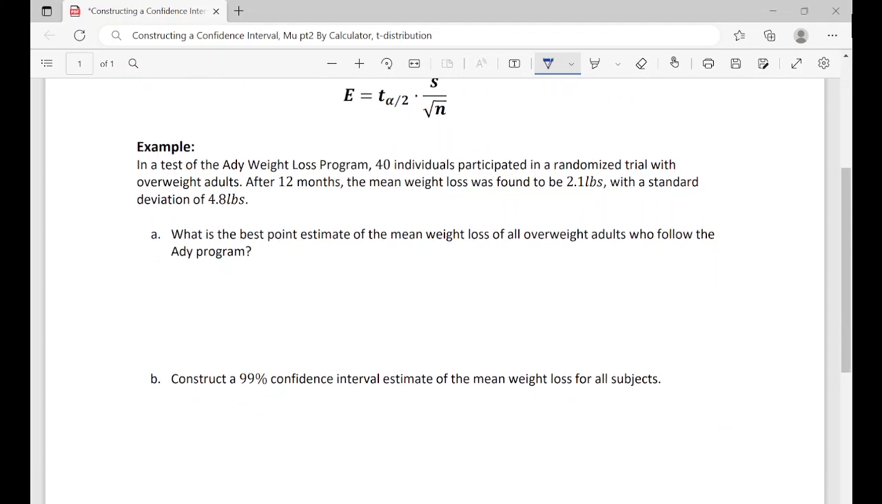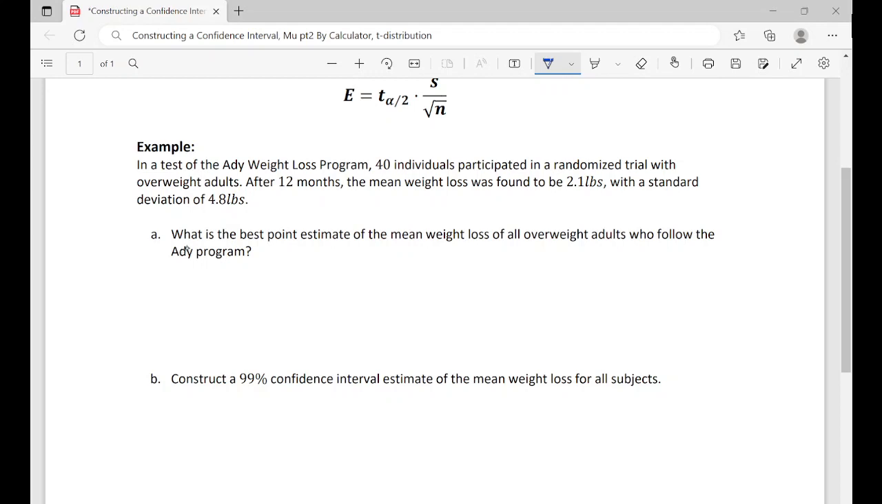So let's look at our first question. In a test of the 80 weight loss program, 40 individuals participated in a randomized trial with overweight adults. After 12 months, the mean weight loss was found to be 2.1 pounds with a standard deviation of 4.8 pounds.